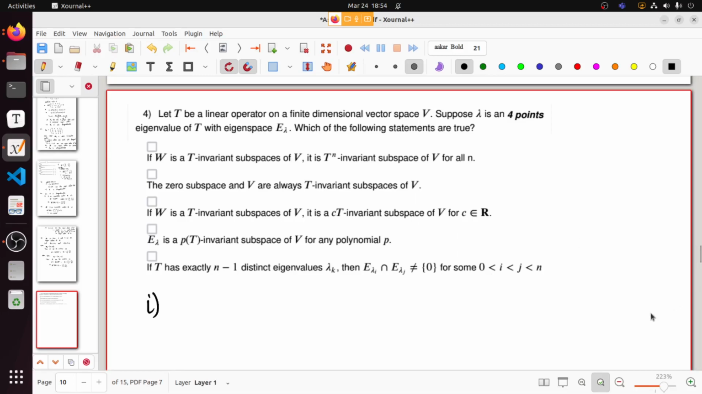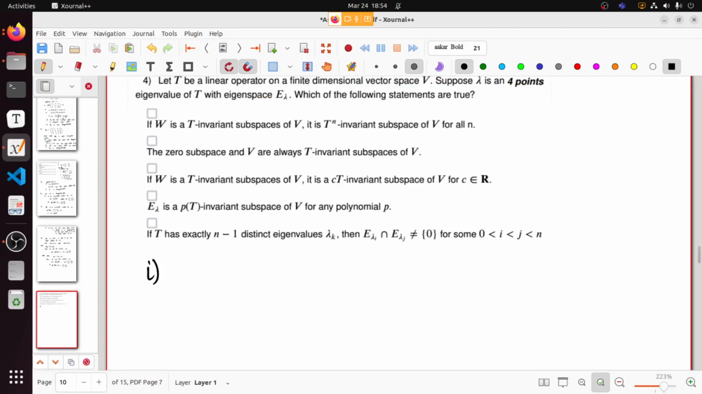So what is E lambda? E lambda is the corresponding eigenspace with eigenvalue lambda. So E lambda consists of all such V such that T V equals lambda V. So this is a linear space. You have to check that if W is a T invariant subspace of V, then it is a T to the power n invariant subspace of V for all n.